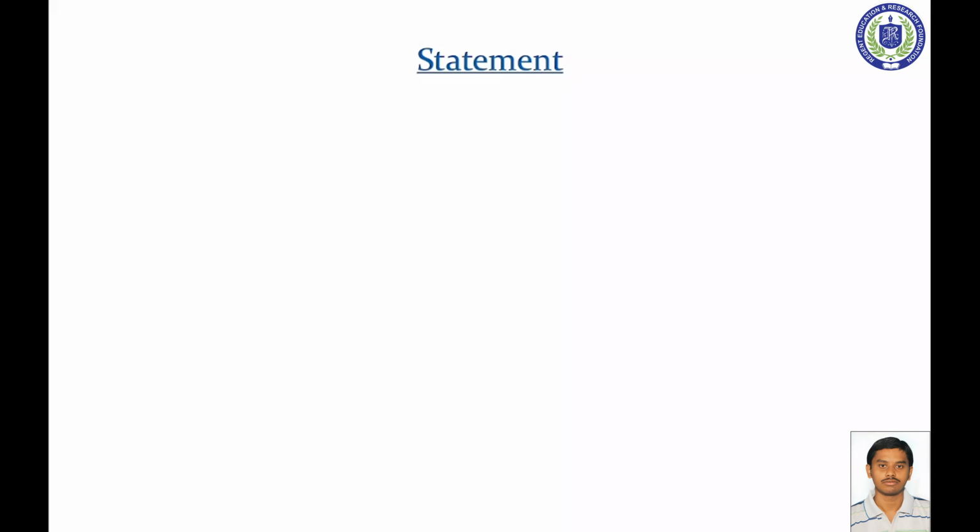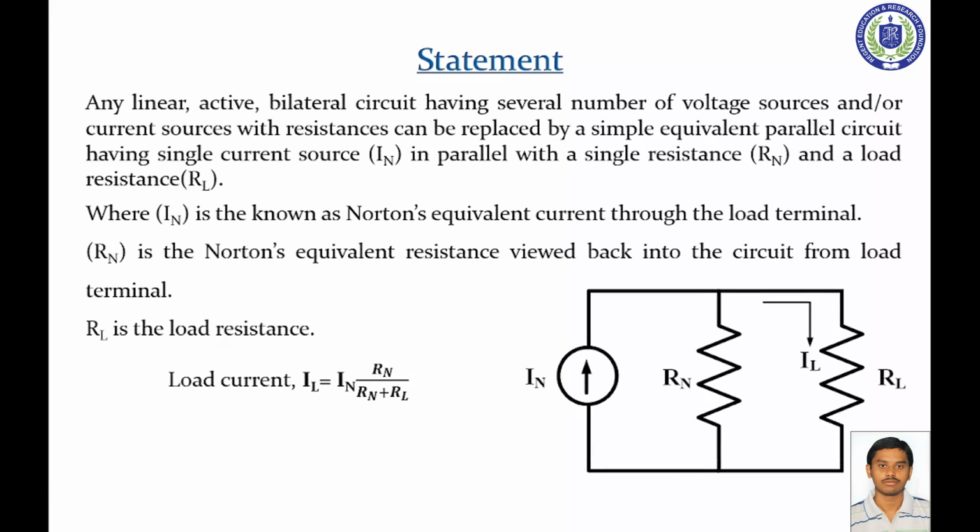This theorem was invented by Edward Lorry Norton and Hans Ferdinand Mayer, and it is a way to simplify a complex circuit by replacing it with a single current source and a resistor. It is also known as the Mayer theorem. Before going to the statement, I will discuss the linear, active, and bilateral circuit.